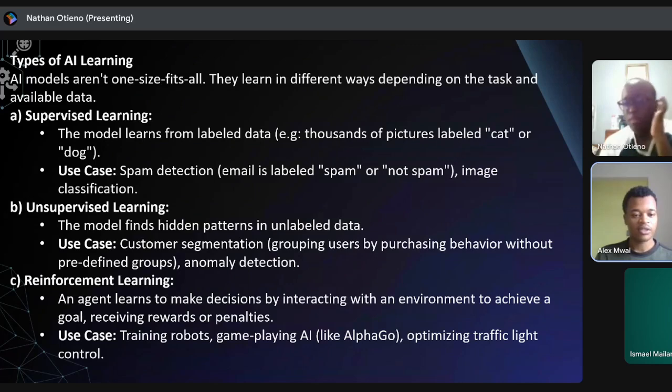The third one, reinforcement learning. An agent learns to make decisions by interacting with an environment to achieve a goal, receiving rewards or penalties. It's used in training robots, game playing, like nowadays you see AI in FIFA and whatever. Optimizing traffic light control.